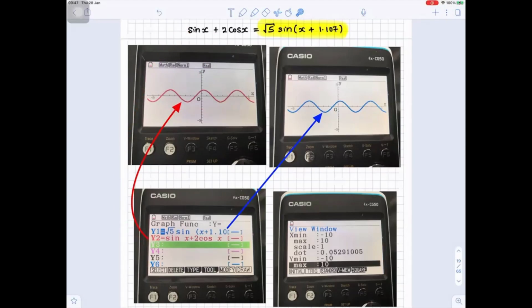And when you put the right hand side, square root of 5 sine (x plus 1.107), it will give you this blue graph. And that's the one for the blue graph there. So you notice that you can take the red graph and put it on top of the blue one, they will fit together. The fact that they can fit together shows that the left side is equal to the right side. That's how you can check your work during the exam. Plot the two graphs, the left side and the right side, and if they fit together, your answers are correct.